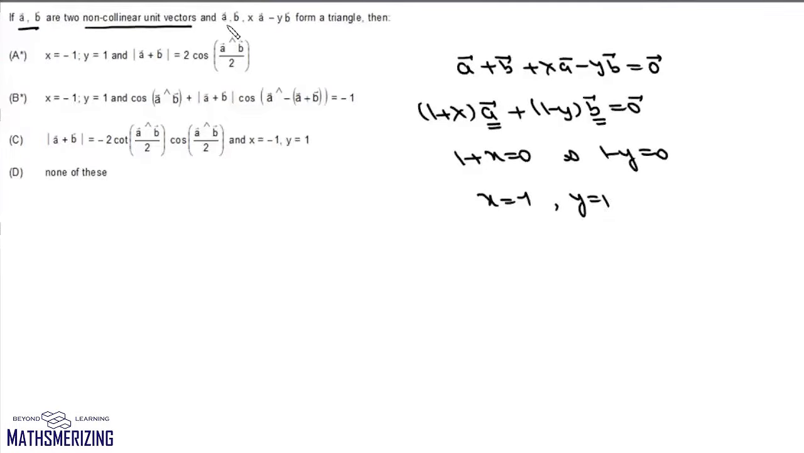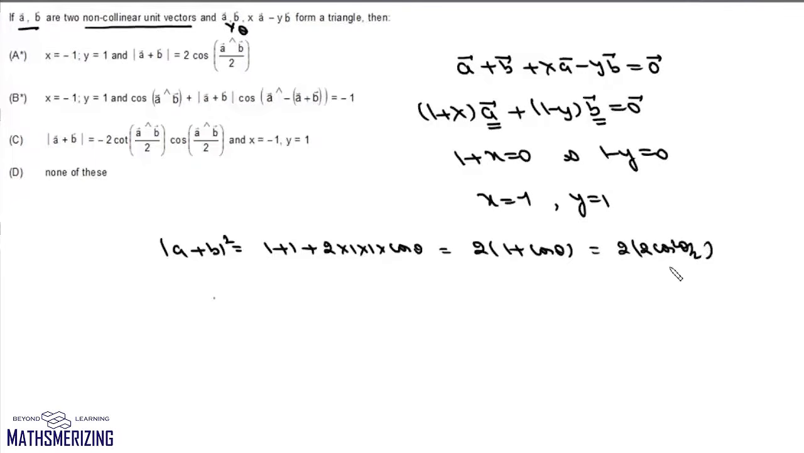Now if the angle between A and B is theta, then we can write vector A plus B square as A square plus B square plus 2 A dot B, and A dot B is mod A mod B into cos theta, which gives 2 into (1 plus cos theta). Now we can write 1 plus cos theta as 2 cos square theta by 2. So from here we can say this vector A plus B must be equal to 2 cos theta by 2, or 2 cos of the angle between A and B divided by 2. That means option A is correct.